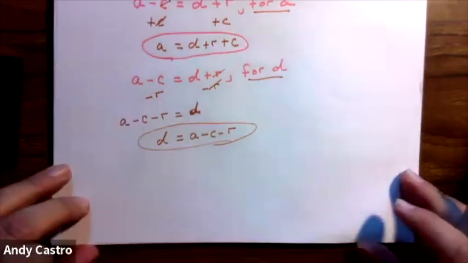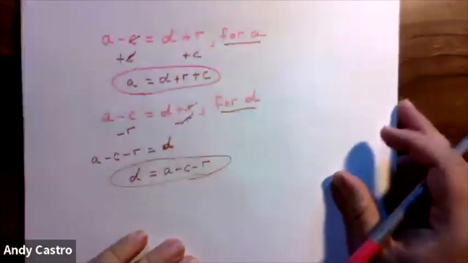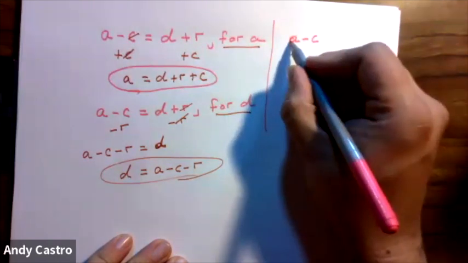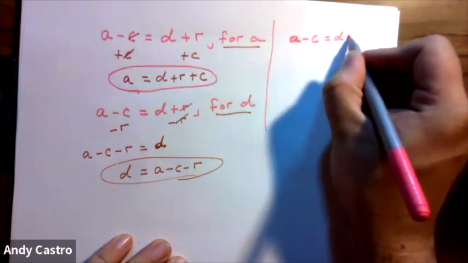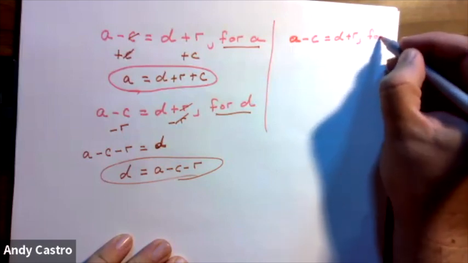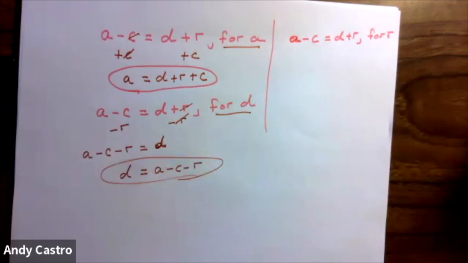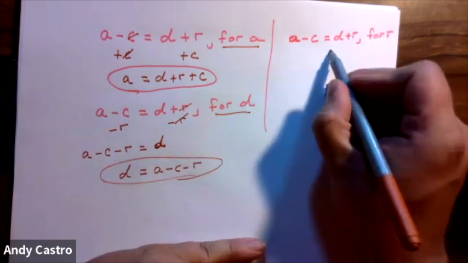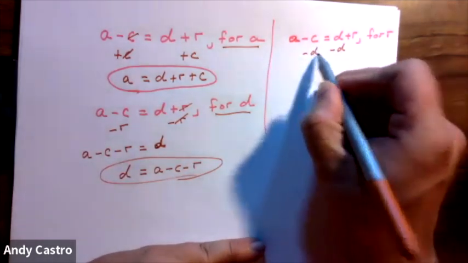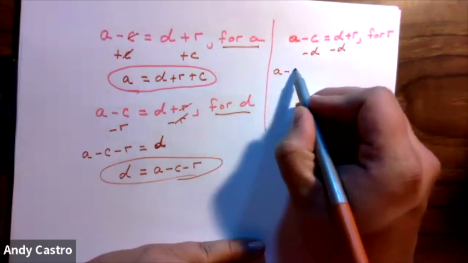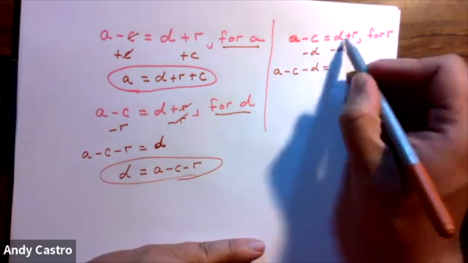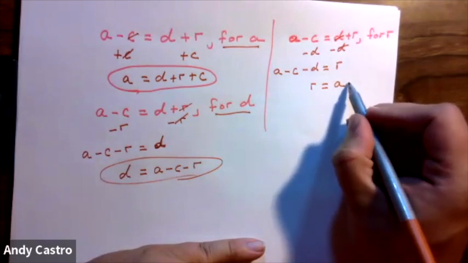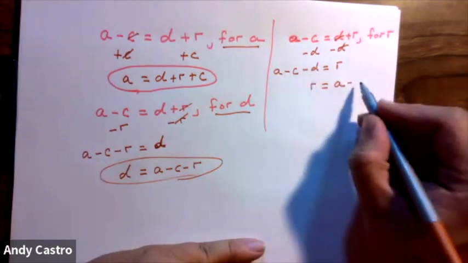Now we're going to do the same thing, but this time we're going to solve for R. So A minus C is equal to D plus R, and let's do this for R. Since R is over here, I want to get it by itself. I'm adding D, so let's subtract D from both sides. We'll have A minus C minus D is equal to R, and I can rewrite that as R is equal to A minus C minus D.